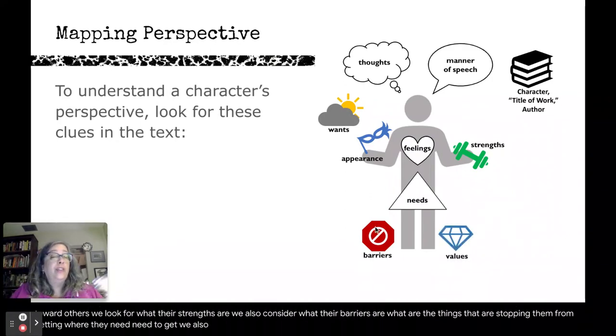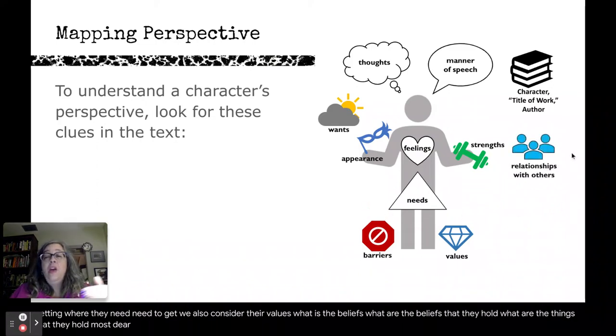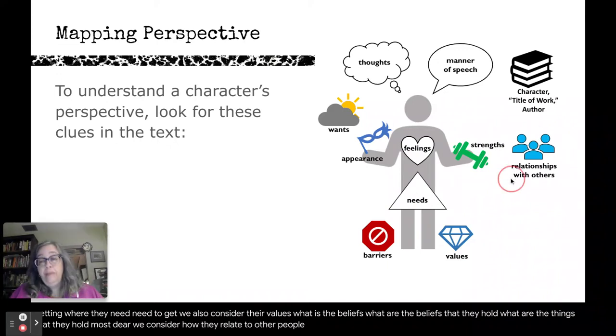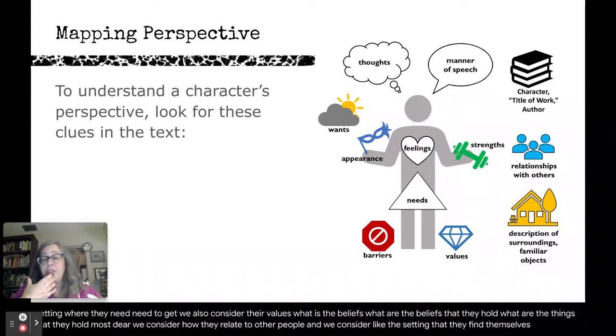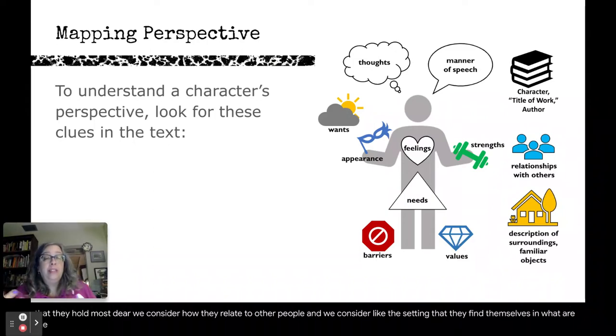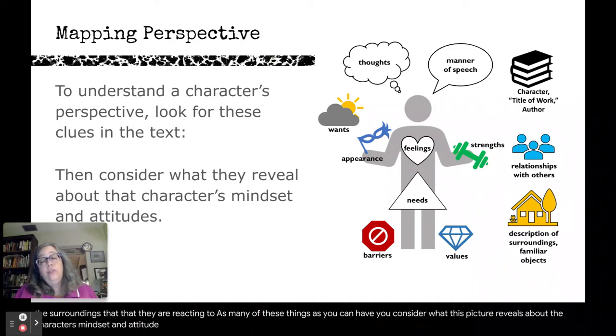We also consider their values. What are the beliefs that they hold? What are the things that they hold most dear? We consider how they relate to other people. And we consider the setting that they find themselves in. What are the surroundings that they are reacting to? Then once you have as many of these things as you can have, you consider what this picture reveals about the character's mindset and attitudes.